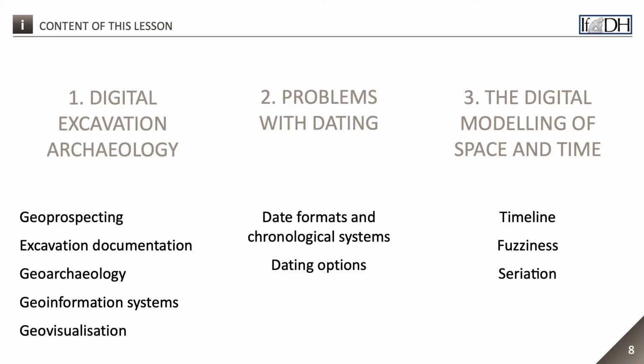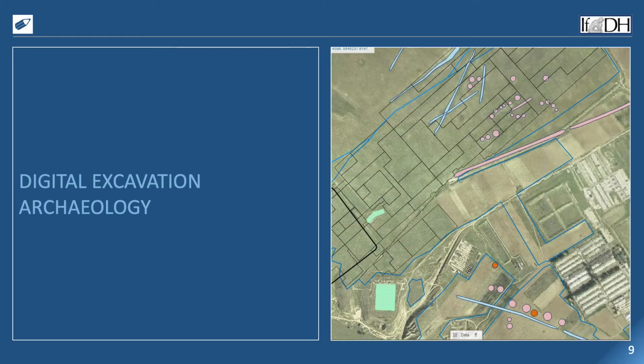Therefore, I will explain the modeling and analysis of spatial data using the example of digital excavation archaeology. Connected to this are also the various dating problems that arise when one tries to express historical processes in numbers. The second part, therefore, deals with date formats and dating possibilities, and the third with some methods to visualize these data. Let's start with an area where spatial analysis plays a central role, namely digital excavation archaeology.